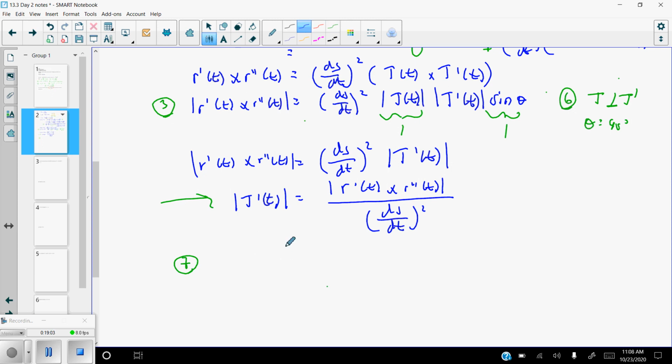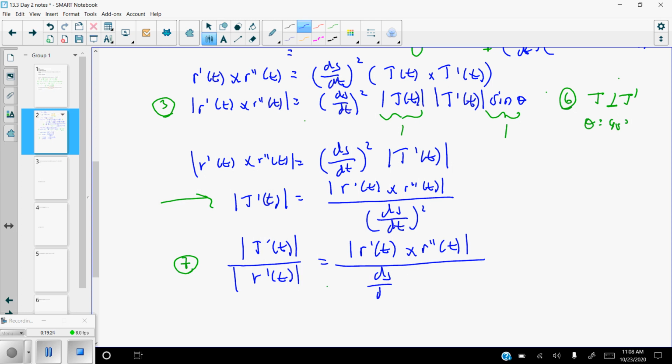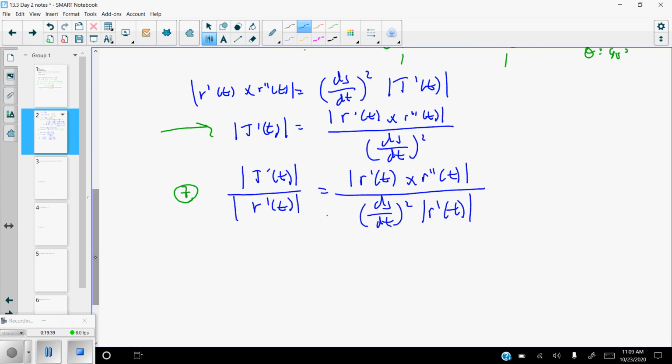Whoops, go back to blue here. I'm going to divide both sides by the magnitude of r prime of t. So now what we get is the magnitude of r prime of t cross r double prime of t divided by ds over dt squared times the magnitude of r prime of t. So dividing both sides of that equation by the magnitude of r prime of t. And why would I want to do that? Because according to number 7, on the left-hand side, the magnitude of T prime of t over the magnitude of r prime of t is curvature.